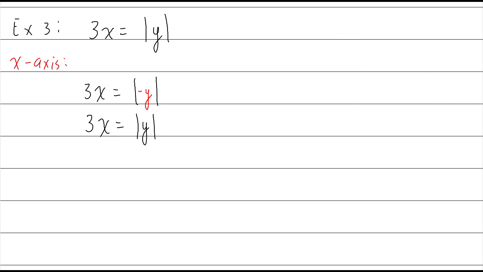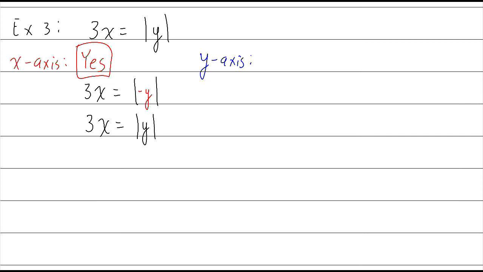All right. So 3x equals the absolute value of y. Okay, I know you saw this in the very beginning, right? Those two are exactly the same. I don't have to change anything about it. So yes, this is symmetric with respect to the x-axis. Let's check that against the y-axis. It's possible to be symmetric with both.